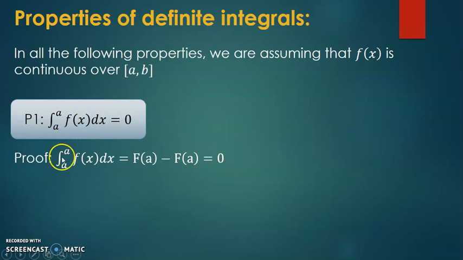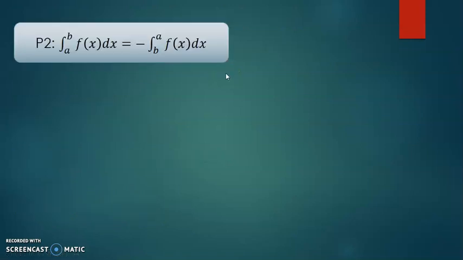So directly when you see that the boundaries are the same, then the answer would be 0, whatever the function inside the integral is. Now property 2 says that the integral from a to b of f of x dx is equal to minus the integral from b to a of f of x dx. So here we flip the bounds. So for example, or let's do the proof first.